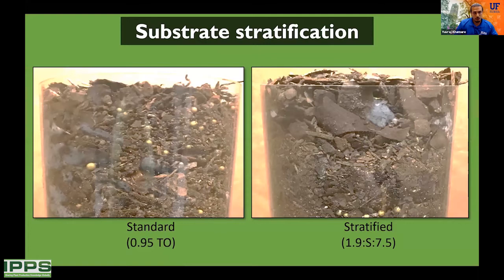So here's a closer look at 2 treatments side by side. This is a standard 0.95 throughout substrate. TO stands for throughout. As you can see, the fertilizer is incorporated throughout the substrate profile, and there's fertilizer even at the top surface of the container. The second one is stratified, again 1.9 centimeter, S stands for stratified, at 7.5 centimeter depth. You can see the fertilizer is at about 7.5 centimeter depth over here. So the top profile has no nutrients for weed seedlings to access.